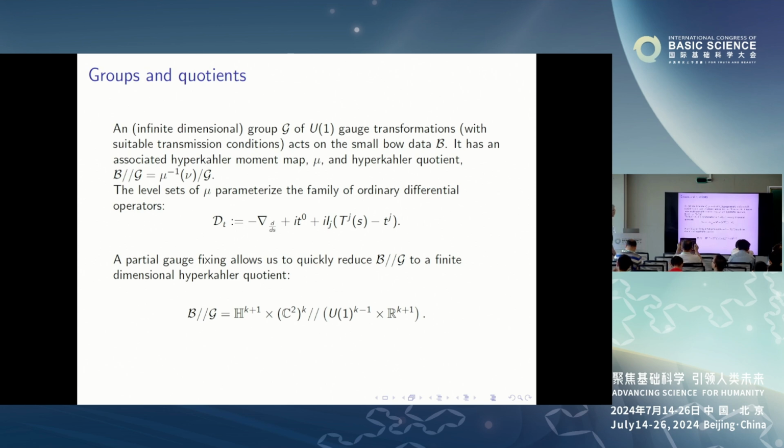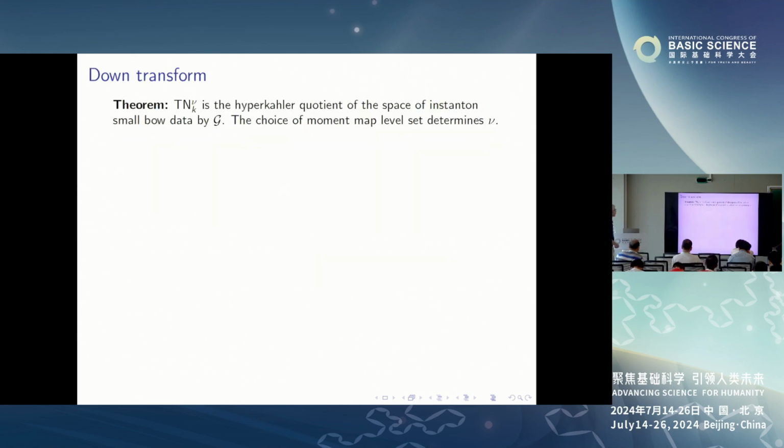If we do a partial gauge fixing, that allows us to quickly reduce this infinite dimensional hyperkähler quotient to a finite dimensional quotient. And we prove the following theorem: the multi-center Taub-NUT is the hyperkähler quotient of the space of the instanton small bow data by G. I should have said they're at level nu. Yes, I guess I did. The choice of moment map level set determines the nu in the Taub-NUT.